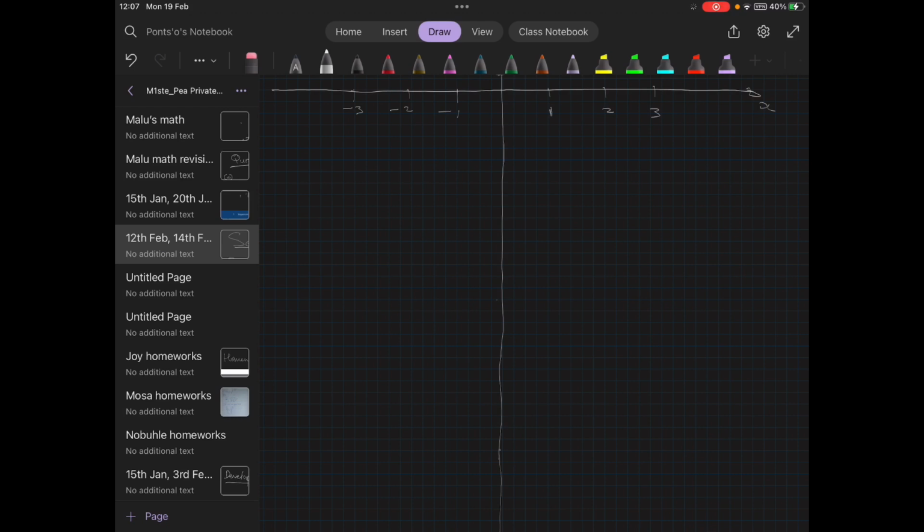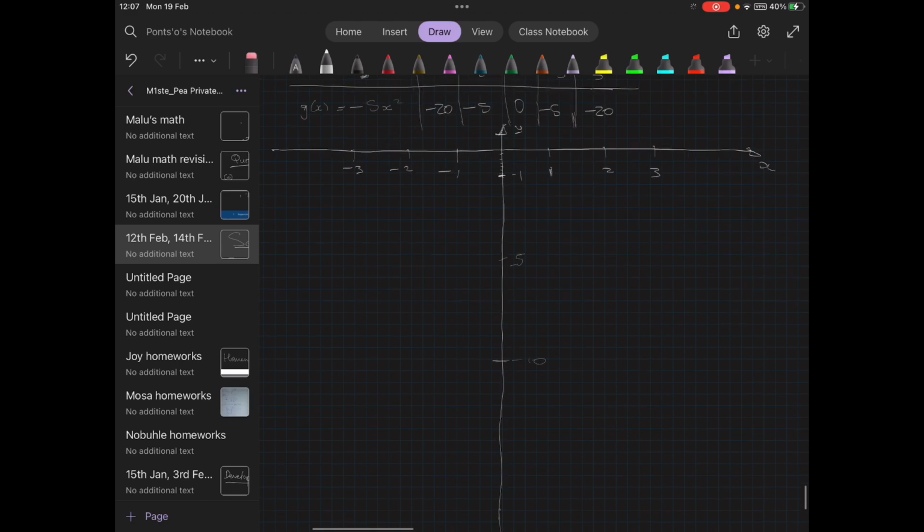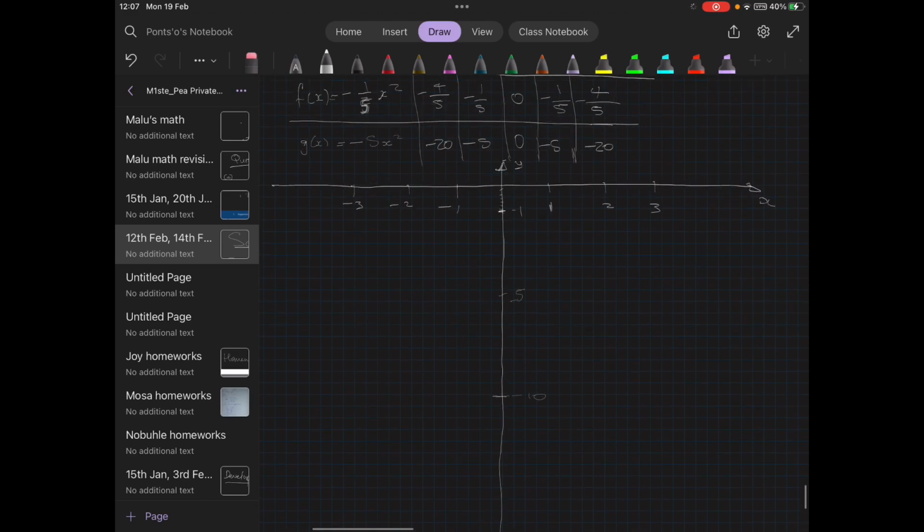I want to say negative 10, negative 20. So maybe somewhere there is 5. 1, 2, 3, 4. That's negative 1. And now take that 1 and divide it 5 times. 1, 2, 3, 4, 5. Alright.